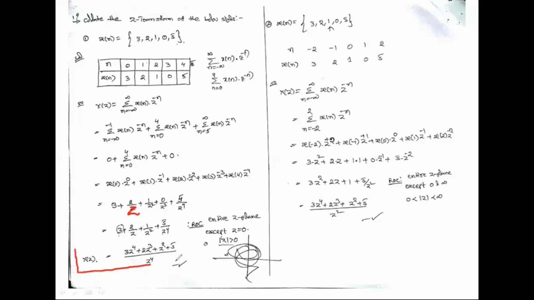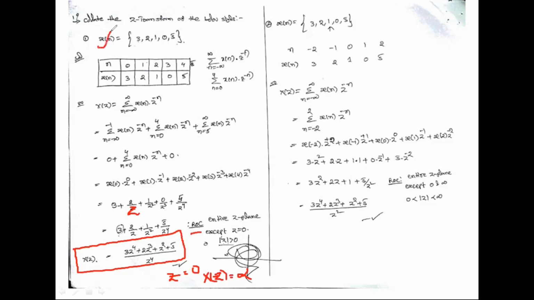Okay, now in this equation, what we got here, the z transformation: when z is equal to 0, the total function x of z becomes infinite, because anything divided by 0 is infinite. Got it, my dear students? So except z is equal to 0, the entire z plane, the function x of z is existent. The ROC, the region of convergence, is the entire z plane except z is equal to 0.